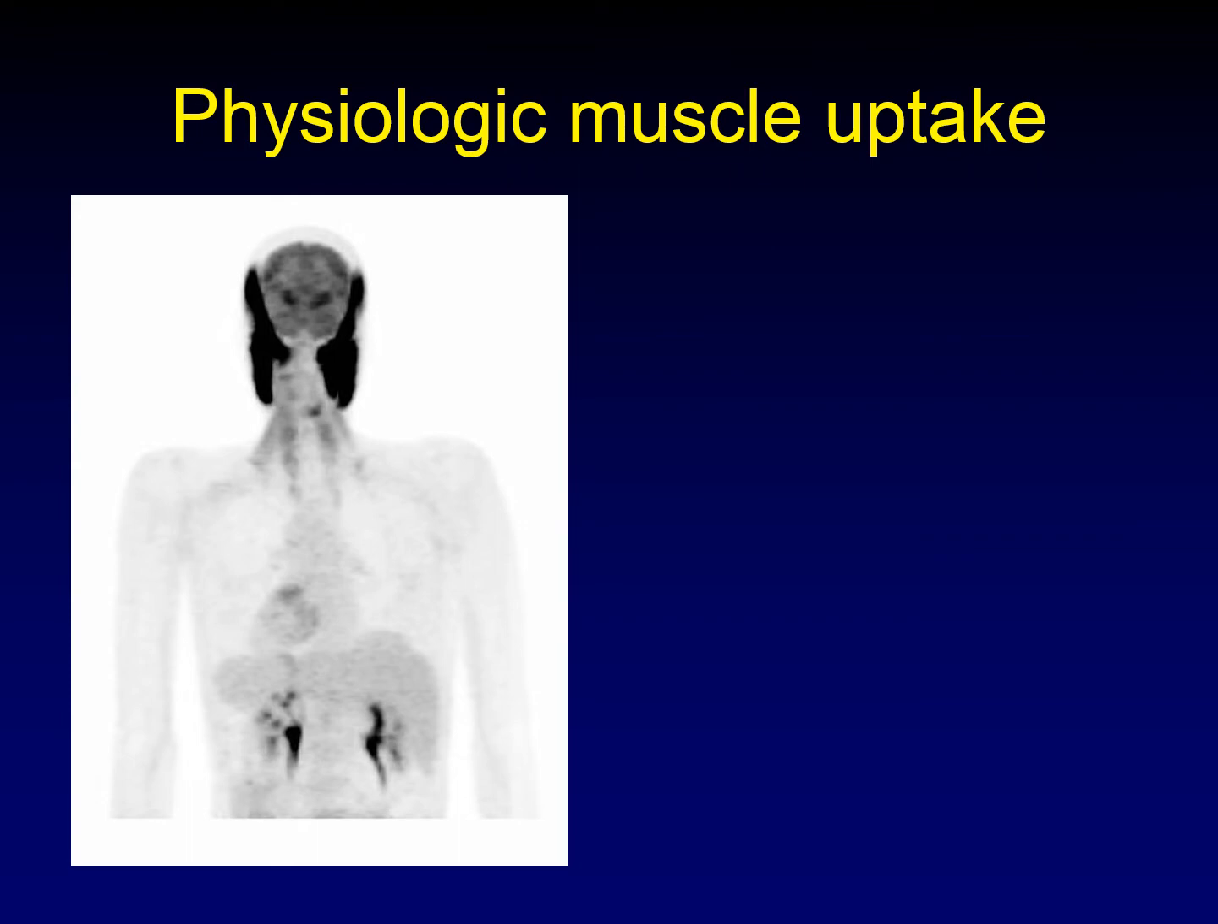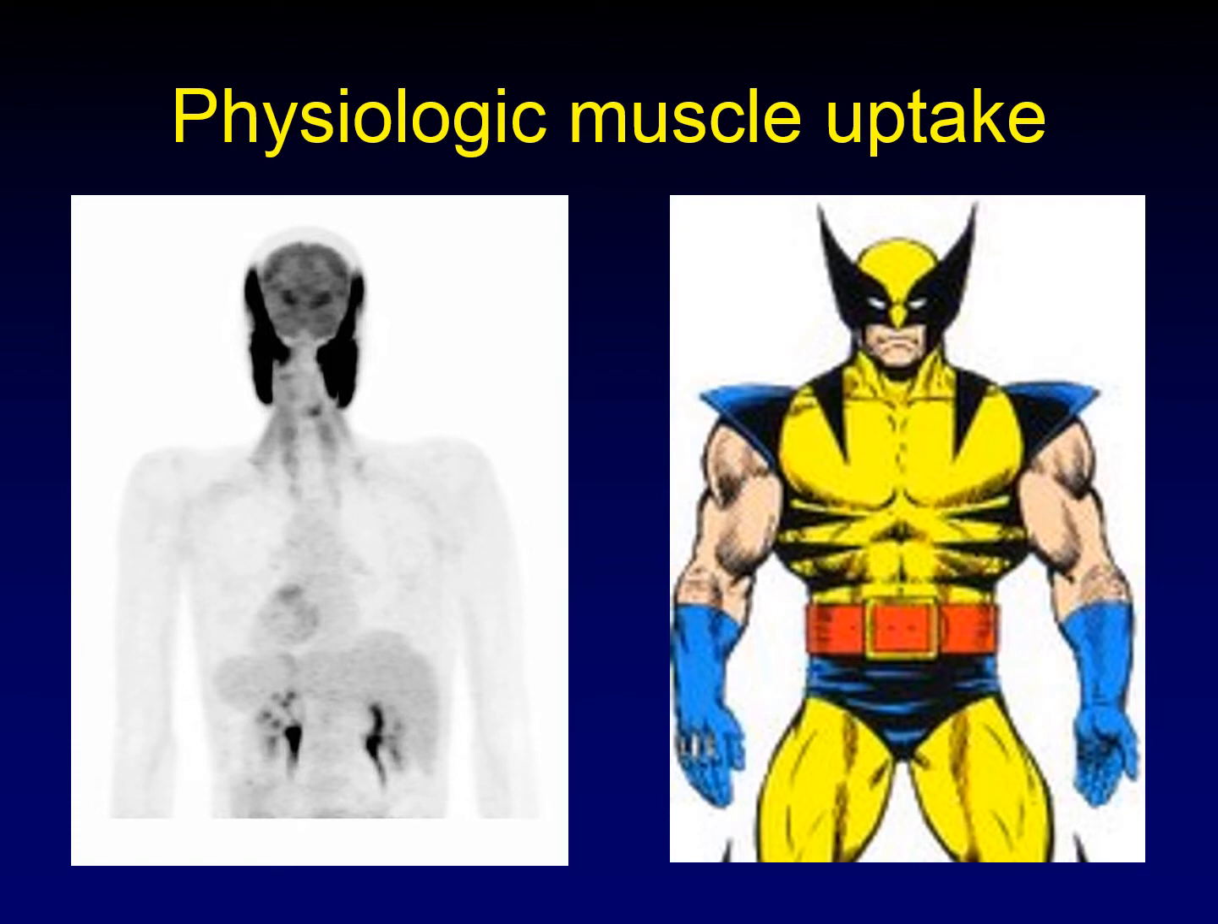This is probably my favorite example of physiologic muscle uptake. This is a patient who had tardive dyskinesia from psychotropic medications, and all of the muscles of mastication show increased FDG avidity. We call this the Wolverine sign.